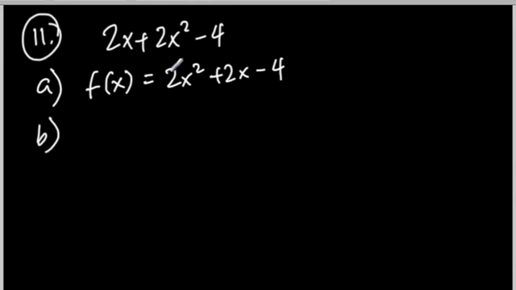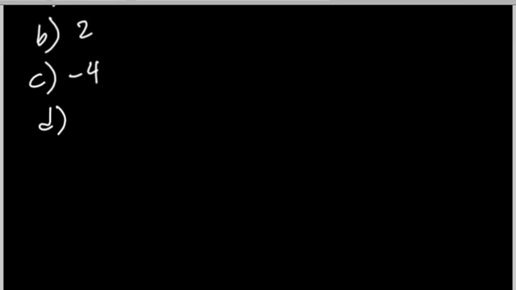B says find the vertical stretch. Well, this time it'll be 2. C, find the y-intercept. It's always a constant in the standard form, so it's -4. D says to factor this. So let me just do that here.